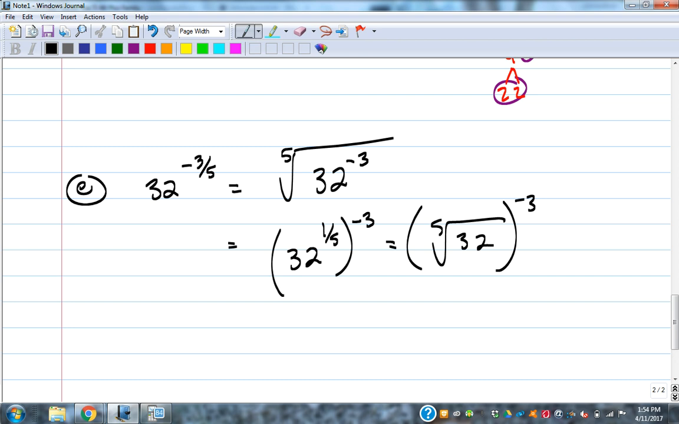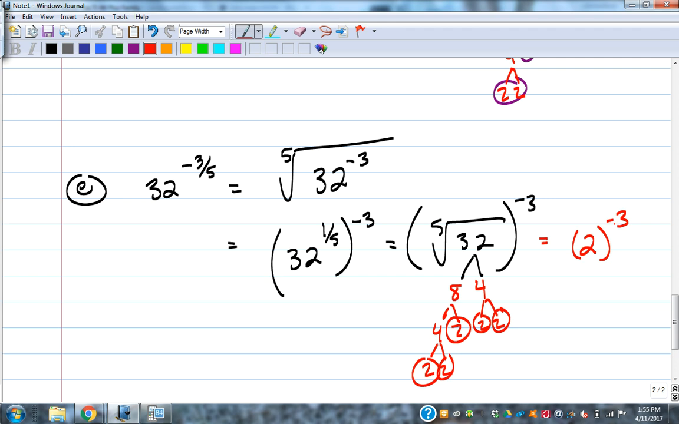So we've used an exponent rule saying, if the numerator's here, I can just throw it out to the outside and change that to a 1 over whatever. And then this becomes a 5th root. And then I do the 5th root of 32 the same way we did examples A, B, and C. I break down 32 as 8 and 4, 4 and 2, 2 and 2, 2 and 2. So there's 1, 2, 3, 4, 5 2s. So that's actually just 2 to the negative 3rd power, which is really 1 over 2 cubed. Remember, negative exponents from Algebra 1. To change the sign of a negative exponent, you move it to the bottom. And then what's 2 to the 3rd power?